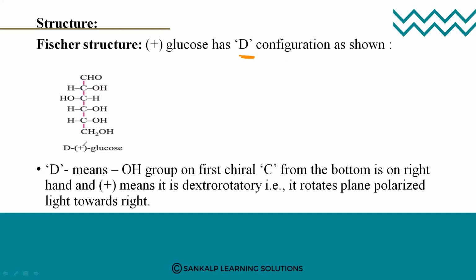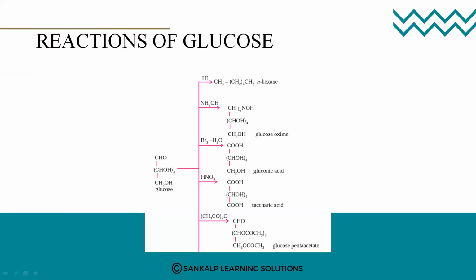The plus means what? It is dextro-rotatory, that is, it is rotating the plane polarized light towards the right side, and this is indicated by the plus sign. And D means what? That is the OH from the bottom. The first chiral carbon from the bottom is on the right hand side. So this is the structure of glucose.